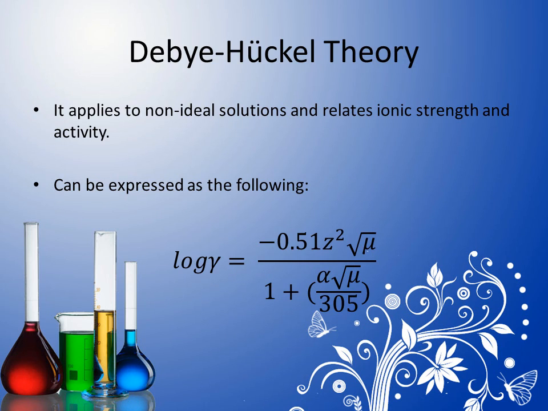Now, the Debye-Huckel theory applies to non-ideal solutions and relates ionic strength and activity. Before I get to the Debye-Huckel equation, I'll explain non-ideal solutions. An ideal solution is one which has all ions moving randomly among one another. Rarely, however, is this the case. Oppositely charged ions attract, while some charged ions repel, and this would create a non-ideal solution. And this is where ionic strength and activity are relevant. As you can see in the equation, the log of gamma depends on the square root of mu, alpha, which is ionic size, and the charge squared.